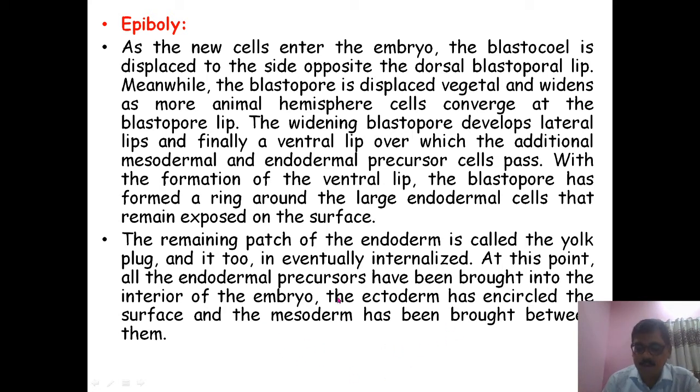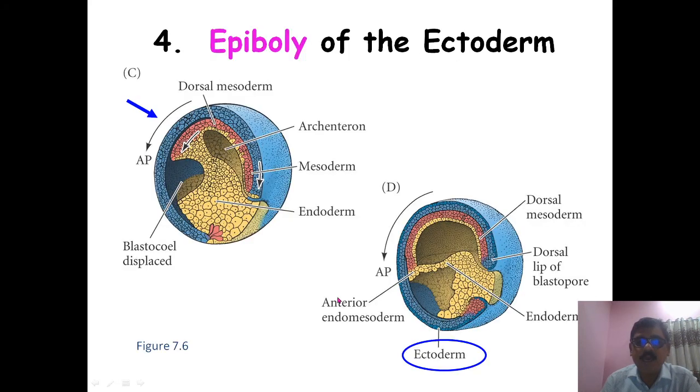That is the step where the three germinal layers take their position: the ectoderm at the outer side, then the mesoderm in the middle, and the endoderm at the inner side. This is the epiboly of the ectoderm.